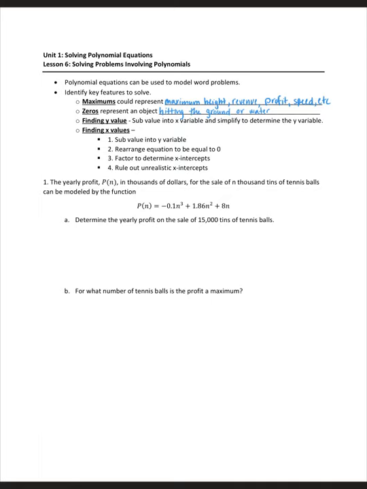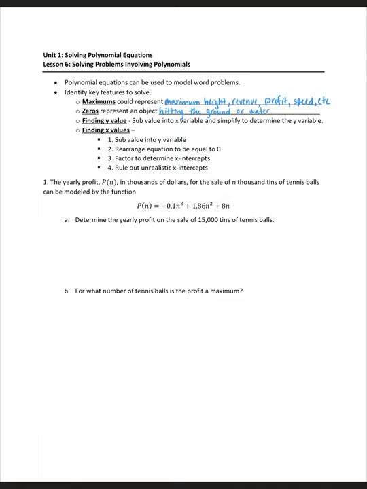So to find a y value, sub the value into the x variable and simplify to determine the y variable. So they might give you some information that you can just substitute in and then find the other variable. If we need to find the x value though, we're going to sub our value into our y variable, and then rearrange the equation to be equal to 0. And then we would factor to determine the x-intercepts and rule out any unrealistic intercepts.